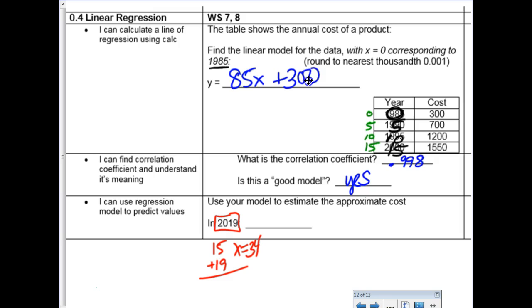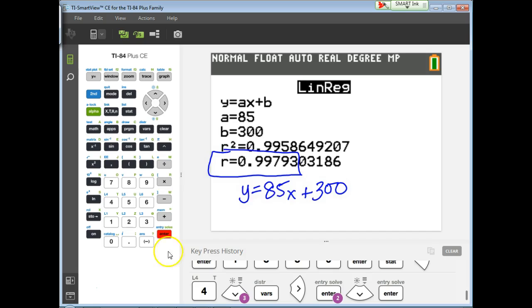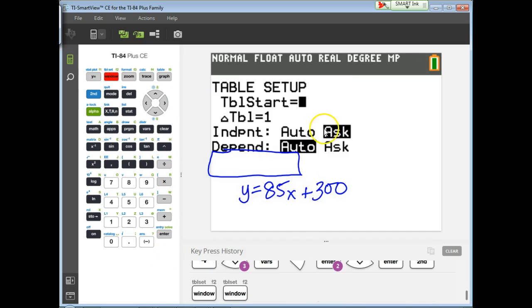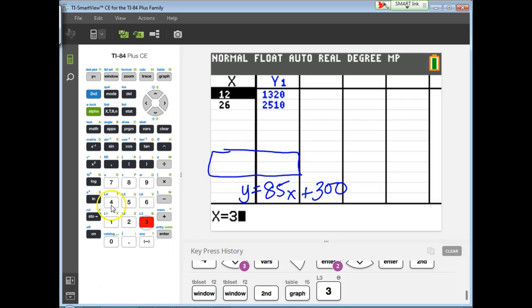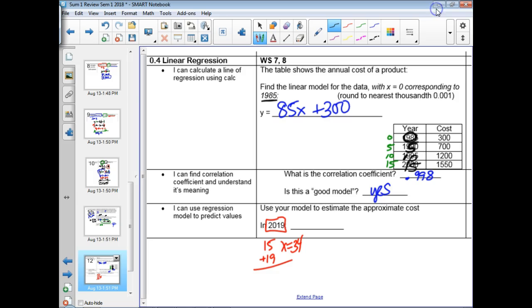Since this is such a beautiful equation, you could just manually plug in the 34. But what I would rather you get in the habit of doing is going back to your calculator and using your table feature. Remember, we set up our table to be in ask mode for the independent variable. So when I go here and I say I want the, I already forgot what it was, was it 34? Yeah, the 34th year, and I look at the number, it is $3,190. So that is what I write down.